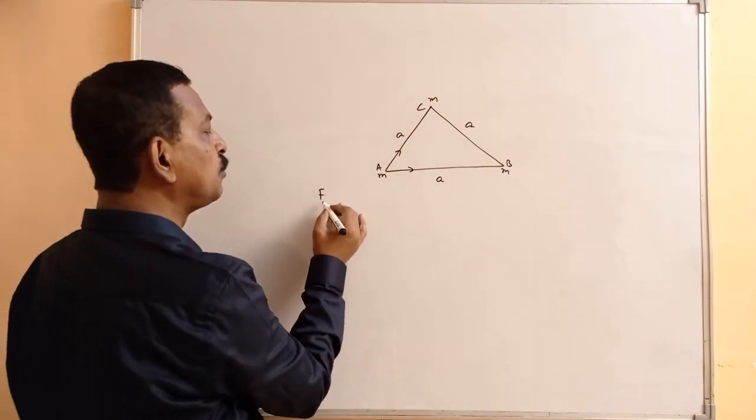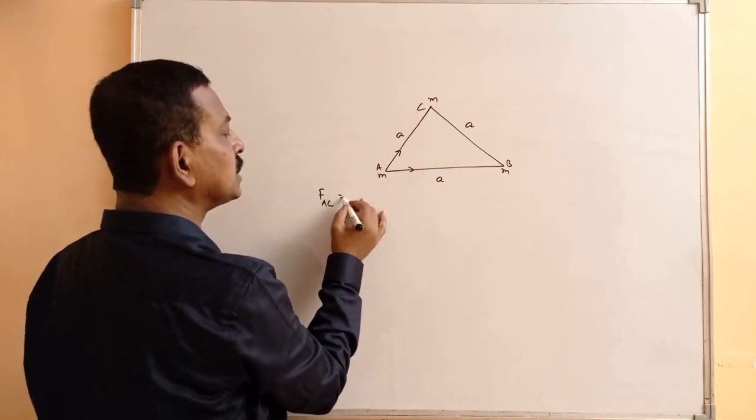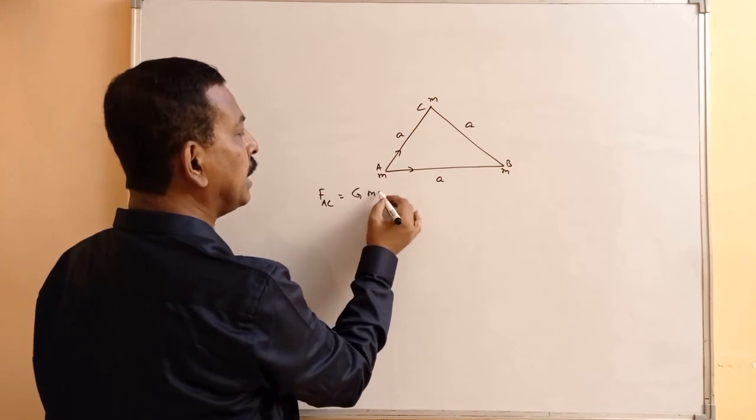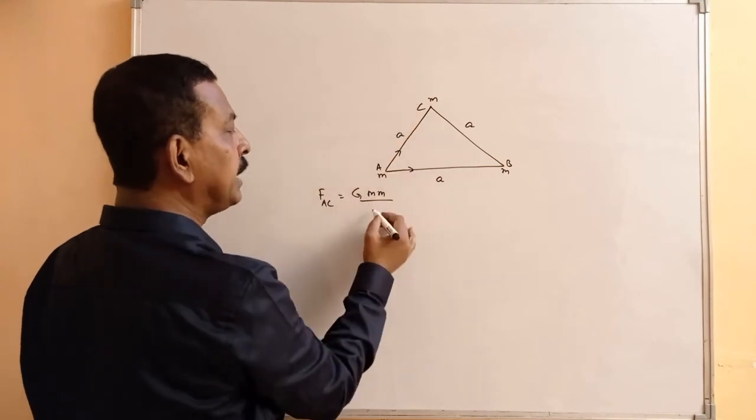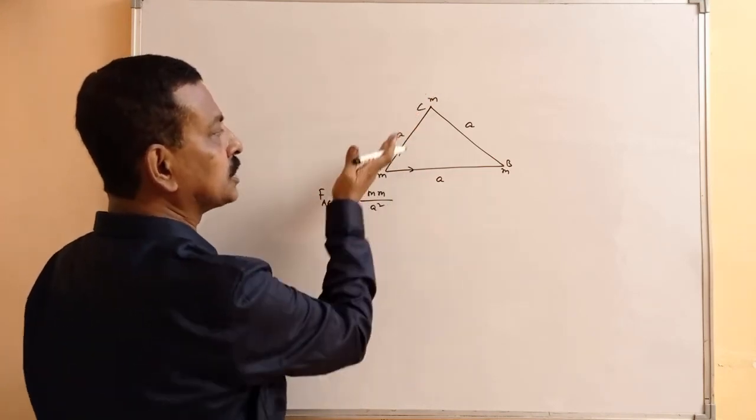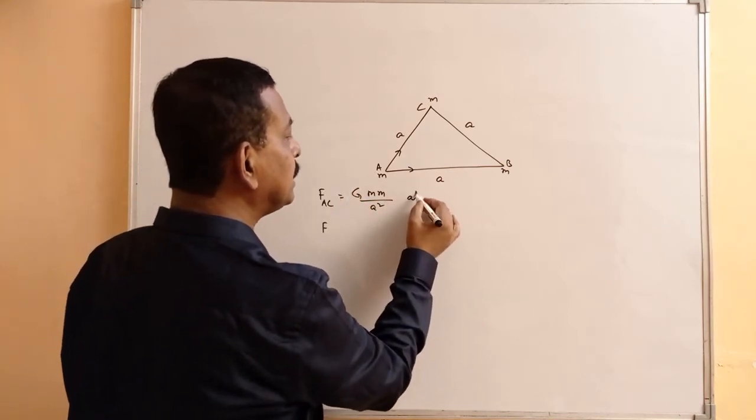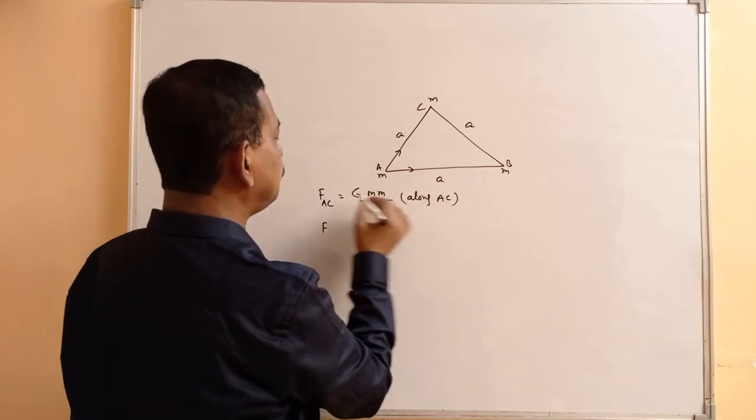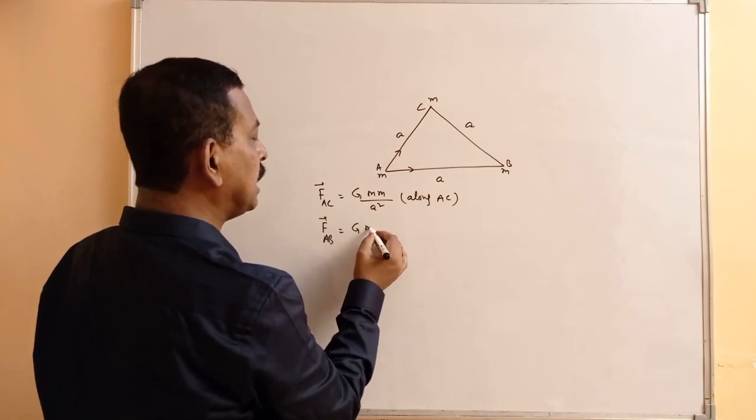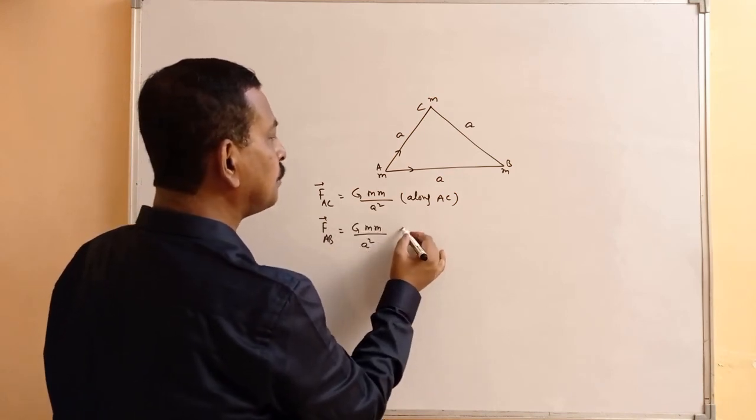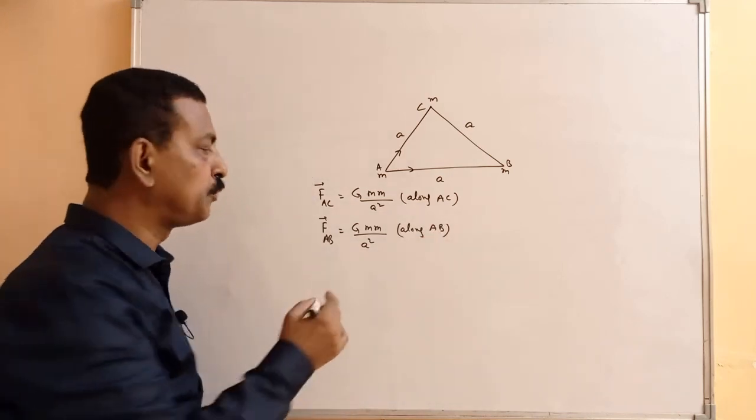Suppose I take the force experienced by A due to C, this is how much? It will be G m square by x square, that means it is A square here. And what is its direction? It is in this particular direction, along AC, this vector. Similarly, if I consider AB, this is G m square by A square. This is along AB.